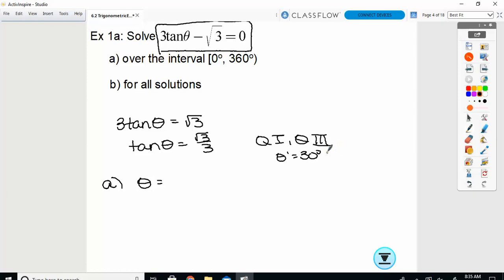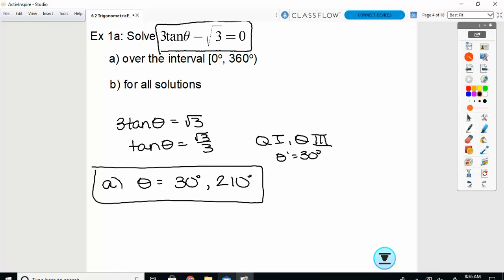So, my answer. In quadrant 1, 30 degrees is 30 degrees. In quadrant 3, if your reference angle is 30, what's the actual angle? 210, 180 plus 30. So that's my answer. So A was just asking between 0 and 360, when does this happen? It happens twice. At 30 degrees and 210 degrees.